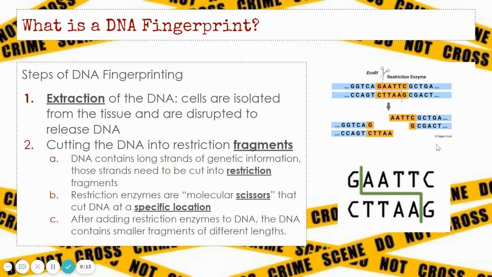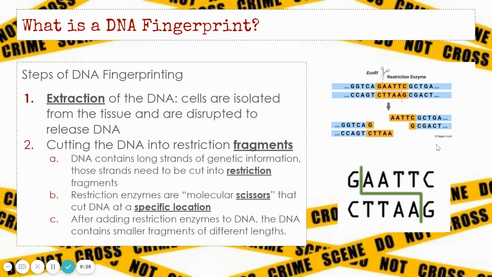So here are the steps of creating a DNA fingerprint. First, we need to extract the DNA. We're going to isolate the cells from the tissue, and then we're going to disrupt the cells, basically destroy the cell membrane in order to release that DNA.